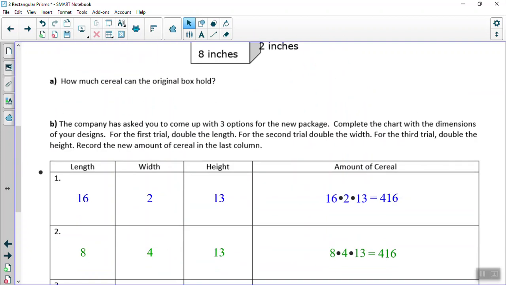The thing with volume, okay, is that when we change one length, if we double one length or triple one length, then the volume is going to change at that same rate. So if I double one length, my volume is going to double. If I cut one length in half, then my volume is going to be cut in half. So that's the pattern that we're always going to be looking for.